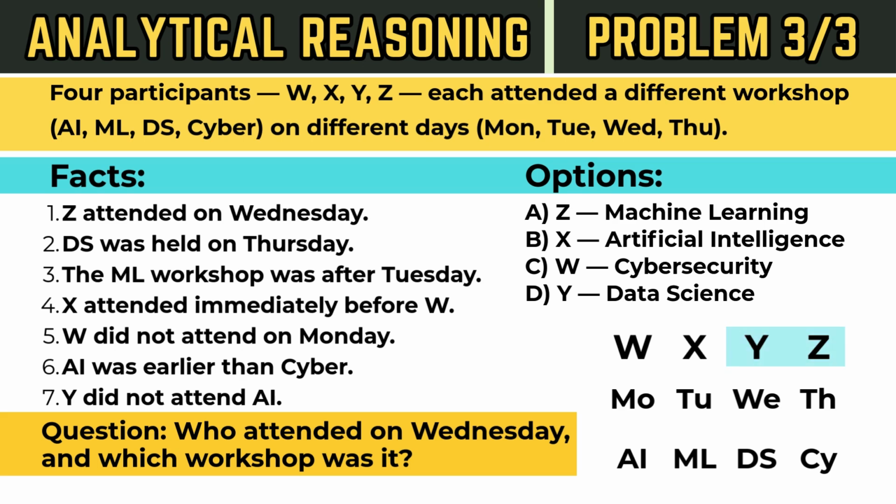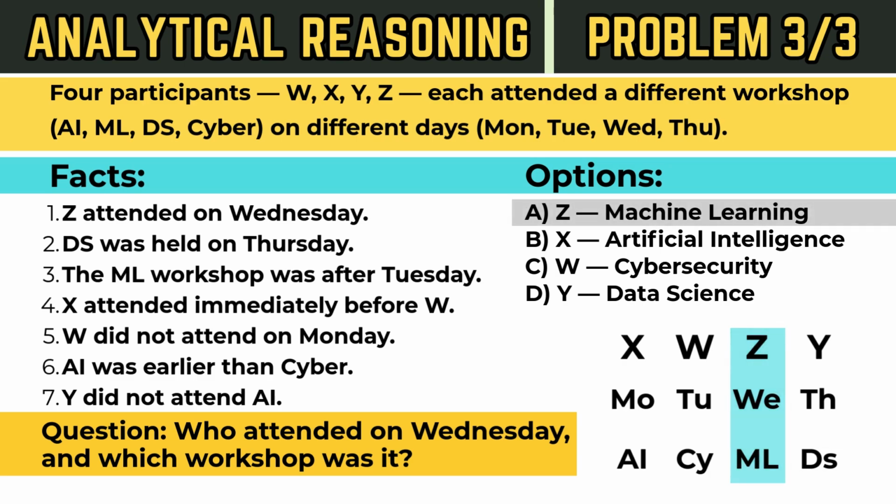Z attended on Wednesday. DS was held on Thursday. The ML workshop was after Tuesday. X attended immediately before W. W did not attend on Monday. AI was earlier than Cyber. Y did not attend AI. Now we read what has been asked in the question, which states who attended on Wednesday, and which workshop was it. It is very obvious that Z attended on Wednesday and it was machine learning. So option A is the correct choice.